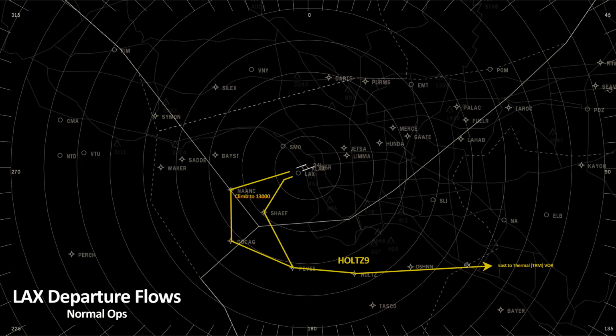You can give all the planes on a Holtz 9 departure a climb to 13,000 feet immediately after you acknowledge radar contact with them. In real life, this is done in a single radio exchange. The airplane would say, "SoCal departure, United 123, 800, climbing 5,000." And then ATC would say, "United 123, SoCal departure, radar contact, climb and maintain 13,000."